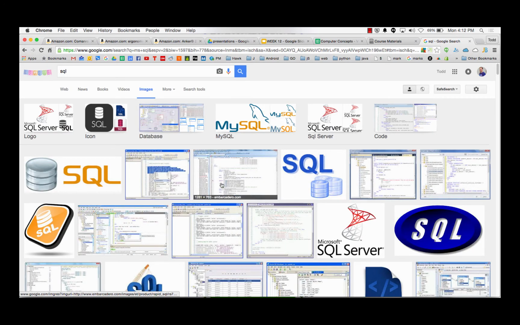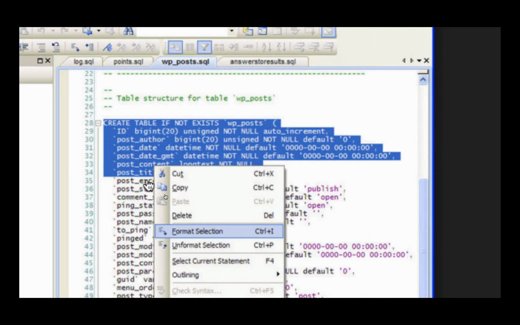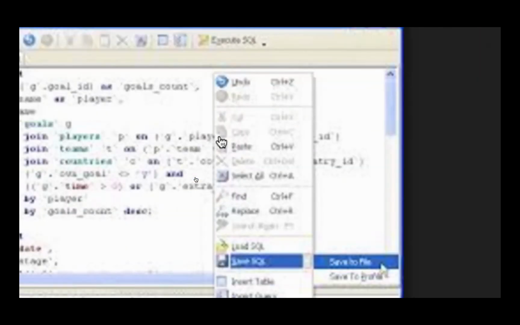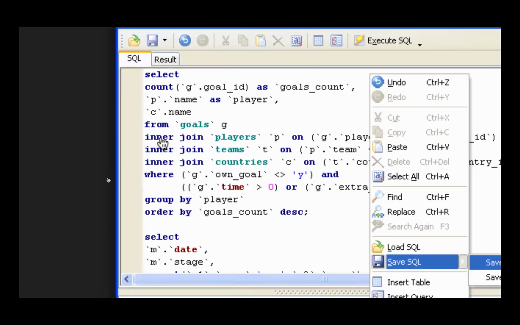I'm just looking for some SQL to look at. Create table if not exists, right? That's some SQL right there. Or, you know, select, count, from, join, where, group by, order by, right? So there's some more structured query language. It's a language just for asking queries of the database.